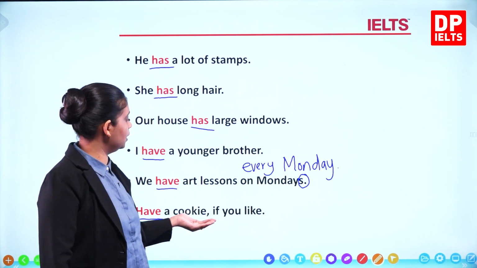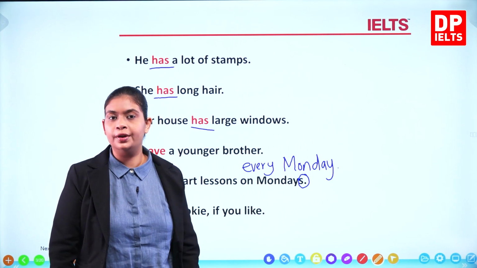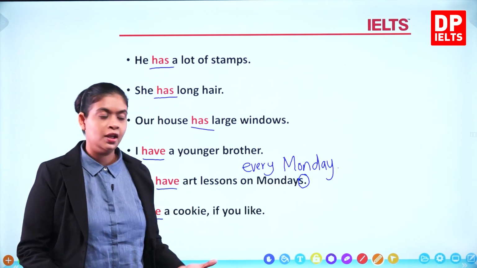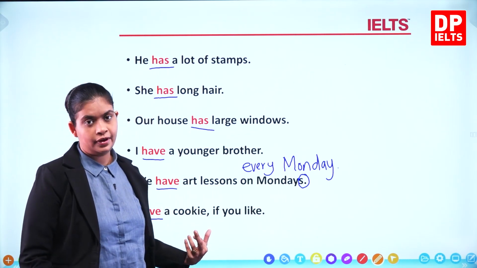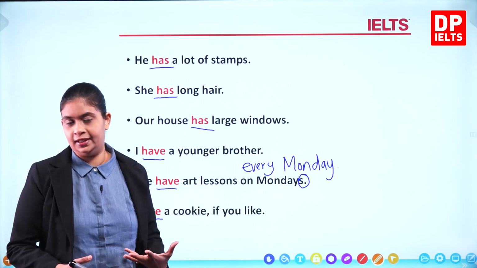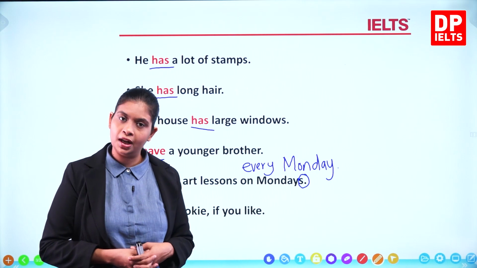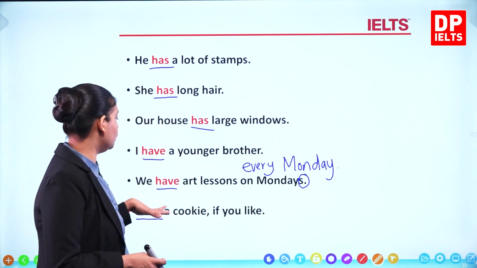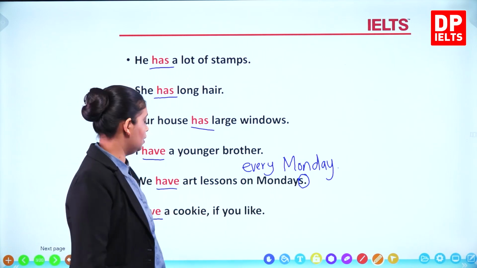Have a cookie if you like. Right? It is something that you do, therefore you can use have.